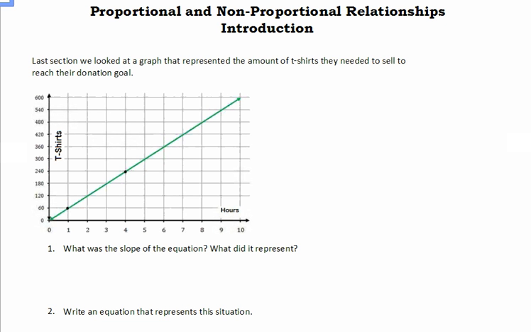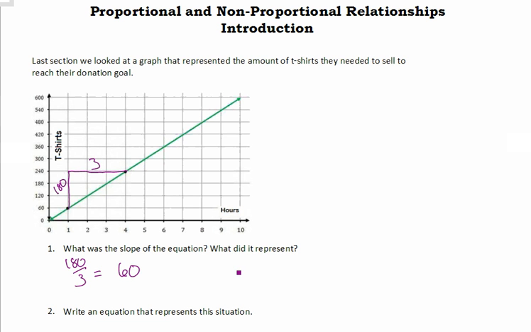Okay, last section we looked at a graph that represented the amount of t-shirts they needed to sell to reach their donation goal, and the graph is there. So what was the slope of the equation and what did it represent? Review from last time, remember slope is rise over run. So looking at the 2 points, how far did we rise and how far did we run? Well, we rose 180 t-shirts and we ran 3 hours. So slope of the equation was 180 over 3 or 60.